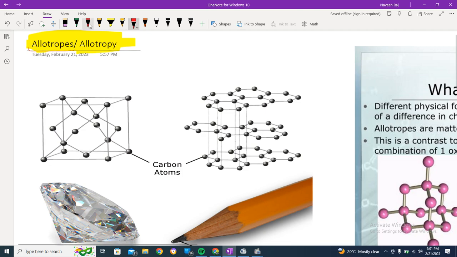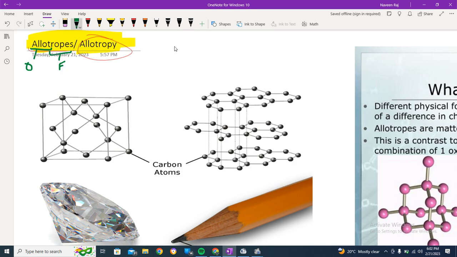So here the word is allotropes, and the study of the allotropes is termed allotropy. Now, if we decode the word allotrope, allo is for other, and tropes is for tropia, so allo means other, and tropes means form. So here, other forms or different forms.